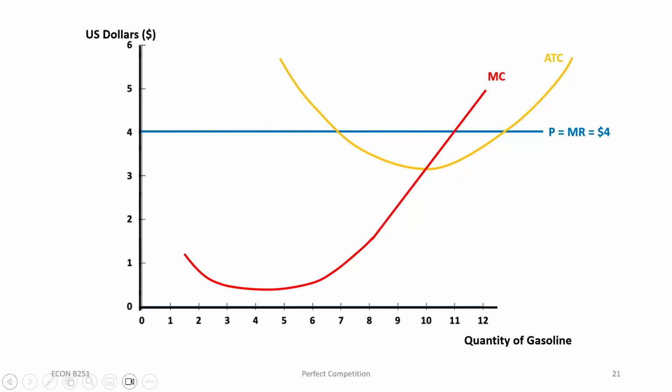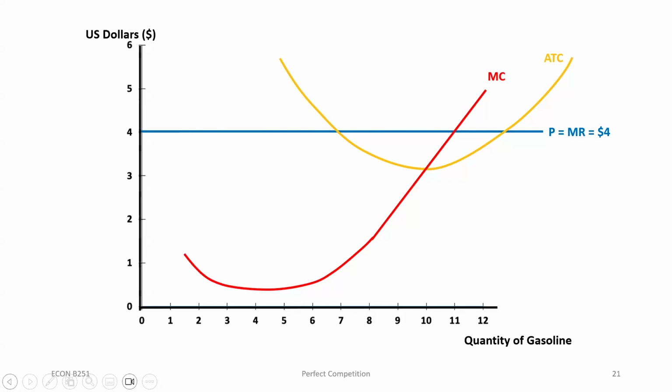So I've got my quantity in the market. I've got this equilibrium price that comes from where supply is equal to demand. We said that price is going to be my firm demand curve or the marginal revenue of the firm.